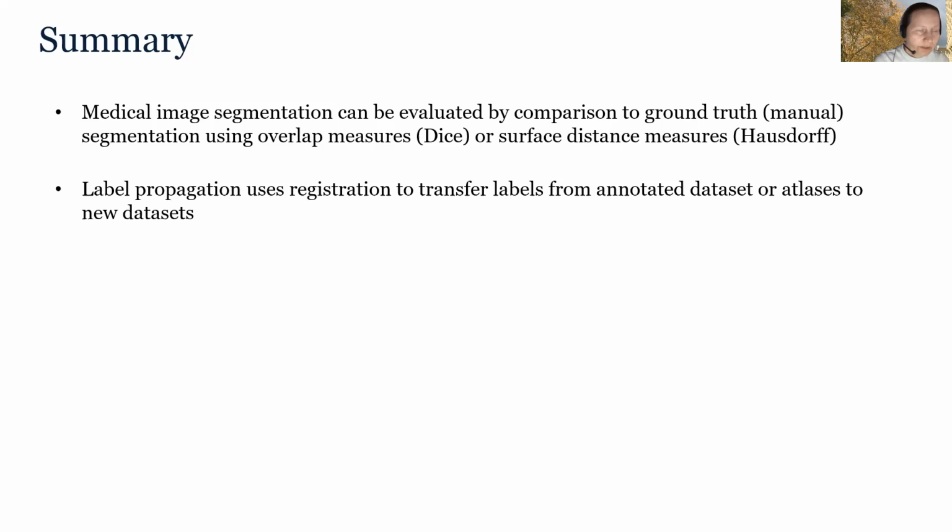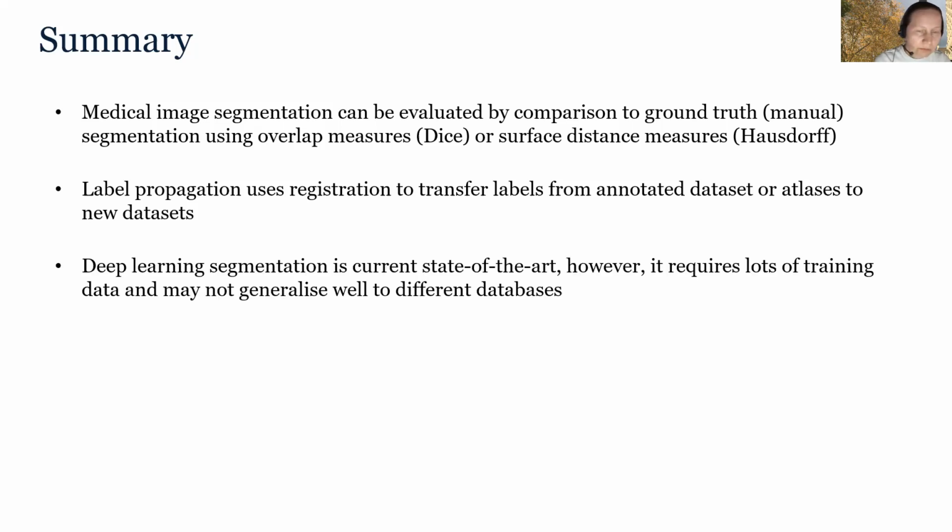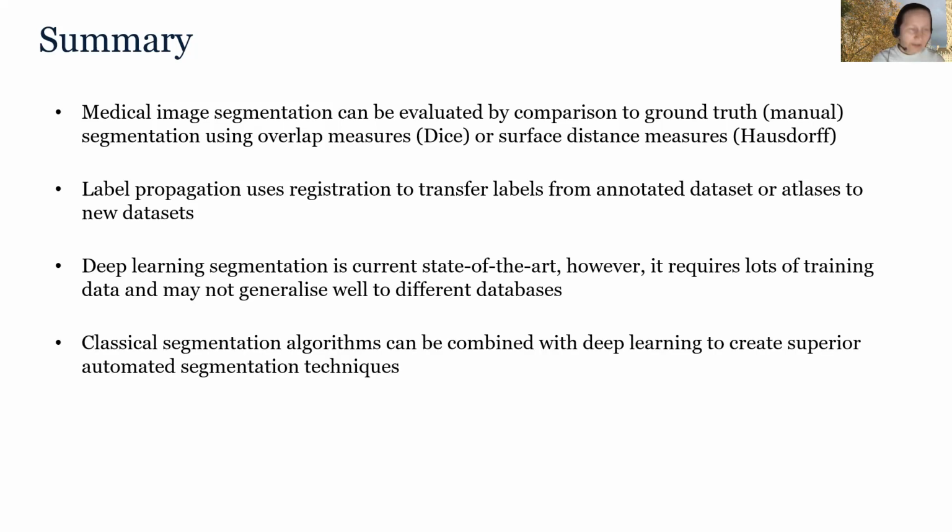We also learned what label propagation is and that it uses registration to transfer labels from an annotated dataset or atlases to a new dataset. And we also learned that deep learning segmentation is the current state of the art. However, it requires lots of training data and may not generalize well to different databases. And finally, we've also seen on many examples that classical segmentation algorithms can be combined with deep learning to create superior automated segmentation techniques. Thank you very much for your attention, and I hope you enjoyed this lecture.